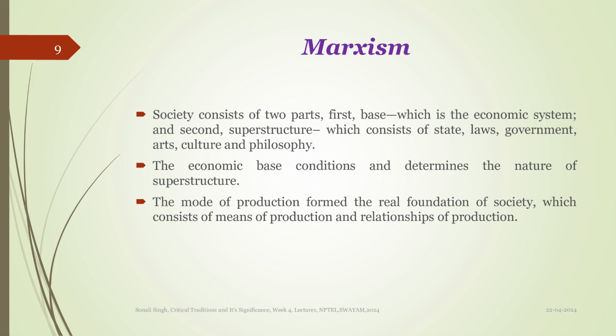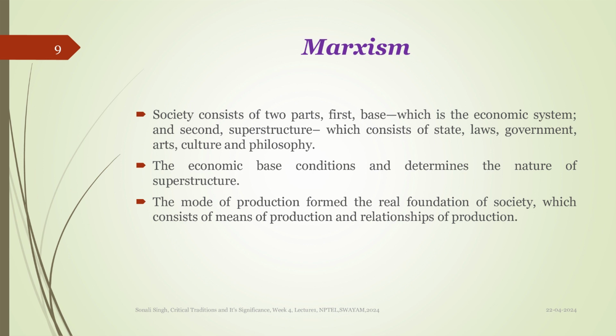So, it is not simply the division of society into two parts, but it also says that it is the economic base which is a primary unit and others are the dependent variable, and they determine the type of political structure, culture or other things in the society. The mode of production forms the real foundation of society, which consists of means of production and relations of production.